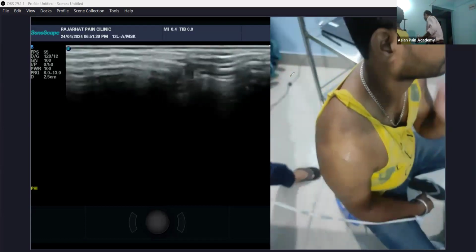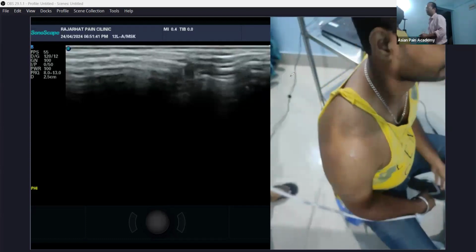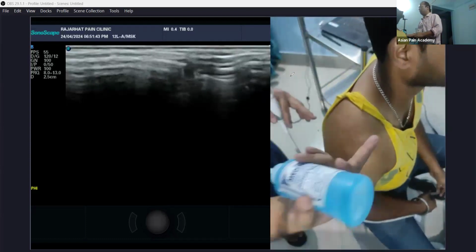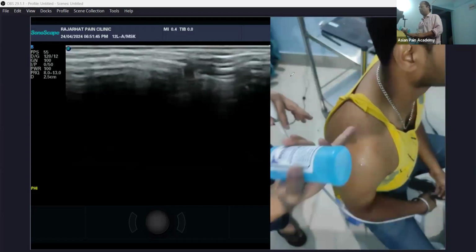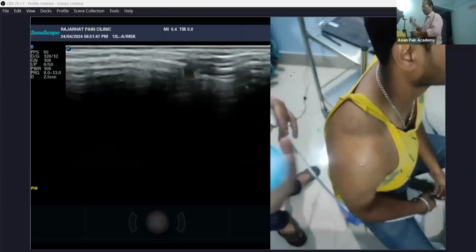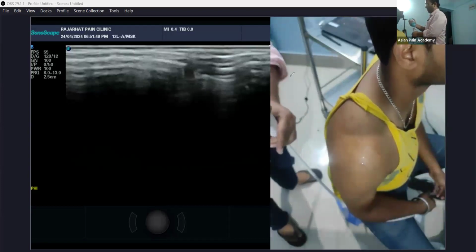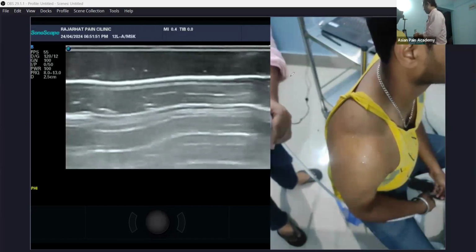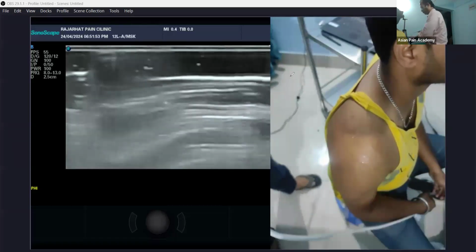Okay, I hope everyone has understood. Okay then. So two parts I have already shown. One is your subscapularis, one is supraspinatus. Now I show you the infraspinatus muscle. Infraspinatus.